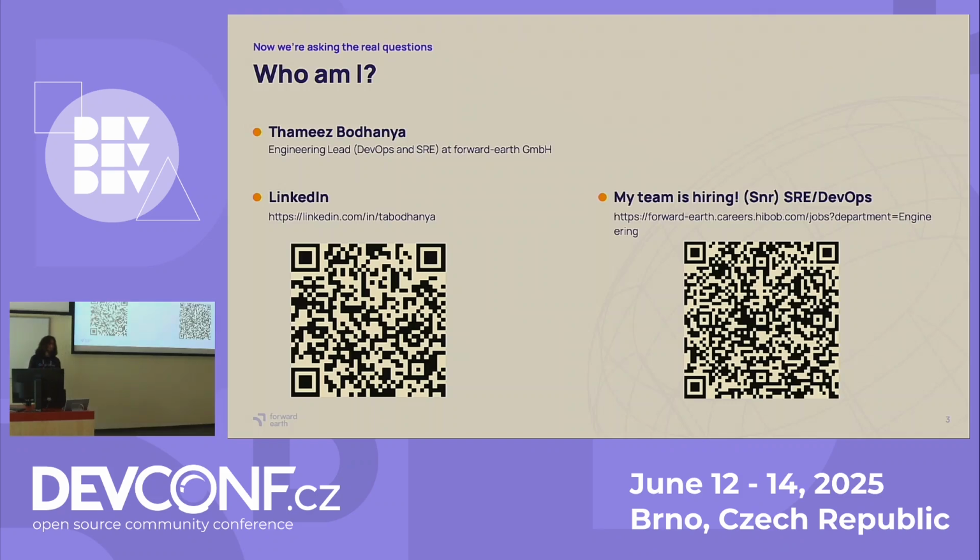So briefly, who am I? My name is Thameez Bodhanya. I'm originally from South Africa, currently living in Berlin. I'm the engineering lead of DevOps and SRE at Forward Earth. Forward Earth, briefly, is a company based in Berlin.